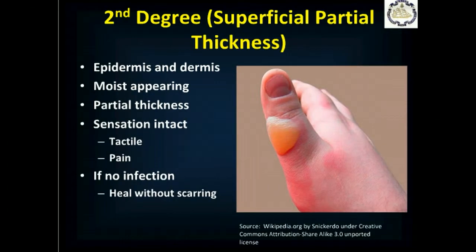Second-degree burns are typically divided into superficial and deep partial thickness burns. They go through the epidermis, the outermost layer, and the dermis, but not all the way through the dermis. So the underlying tissue is burned as well. These are moist-appearing burns, and they're partial thickness. They're not complete thickness burns. The sensation is intact, so they can feel light touch in the area of the burn, and it's very painful. And as you can see from this picture, the big thing that differentiates this from a first-degree burn is the presence of blistering, because you've burned all the way down to the dermis, so fluid collects between the epidermis and the dermis. If there's no infection, these typically heal without scarring.